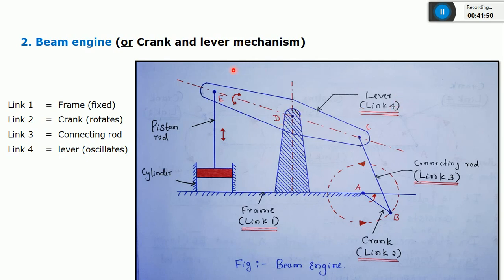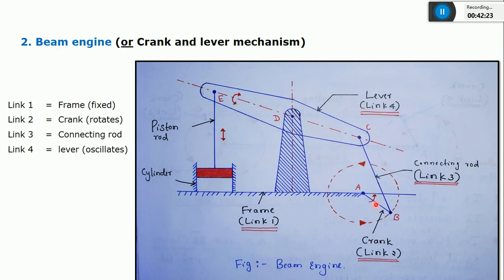I'll give importance to only these 4 links. Okay, I'll not worry about this piston cylinder. This is the output, correct? I'm getting the output at this point only. Okay, it means as the crank AB starts rotating, the point E will move up and down, correct? This is the input and this is the output. We're getting the output at this point E, that is nothing but link 4. So this one is nothing but a 4-bar chain, and particularly, I can call it a beam engine.